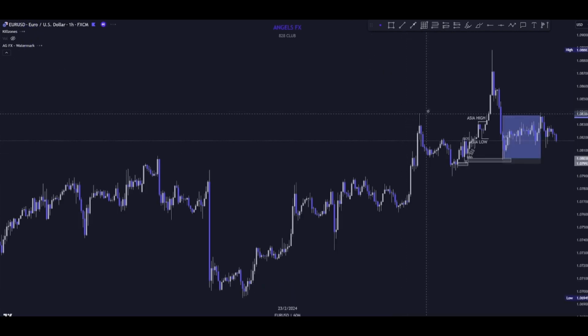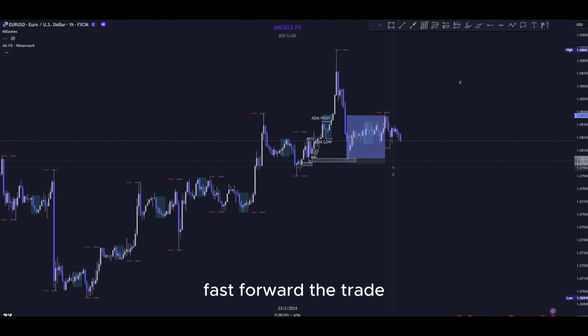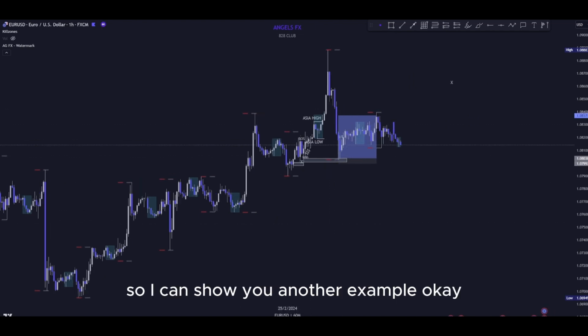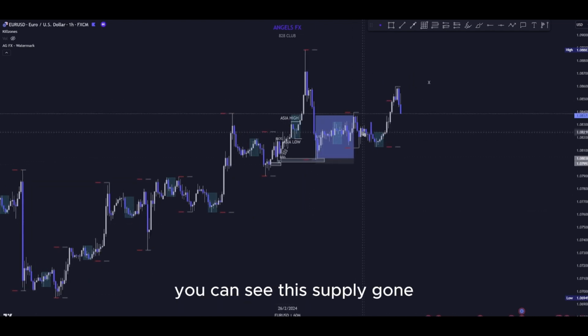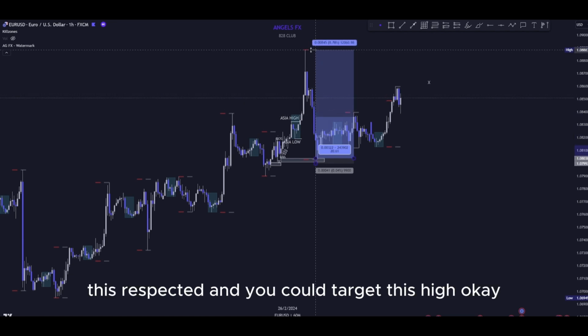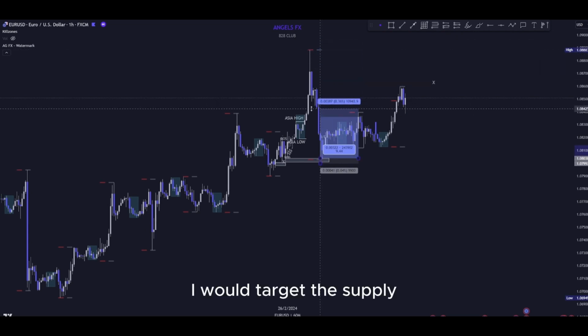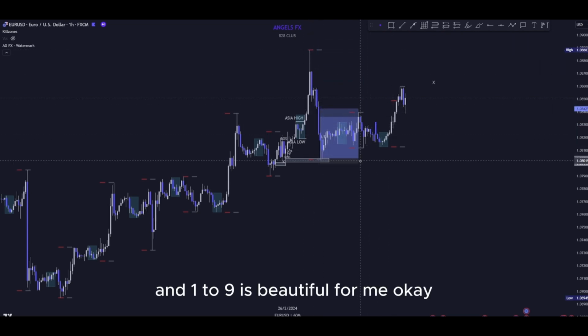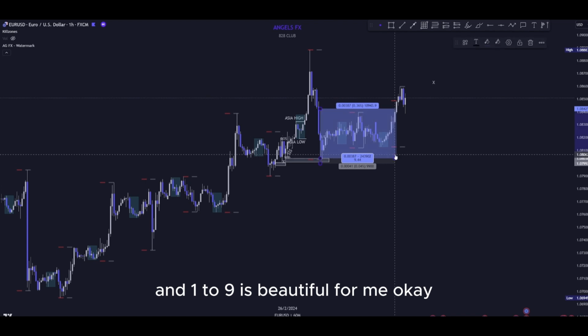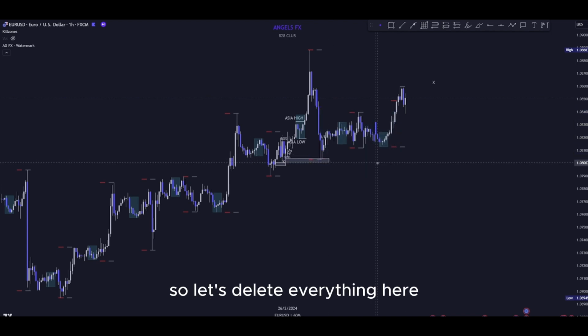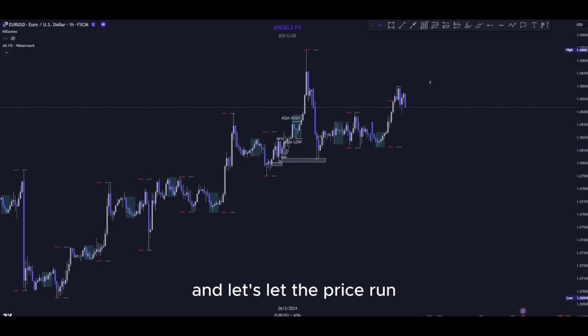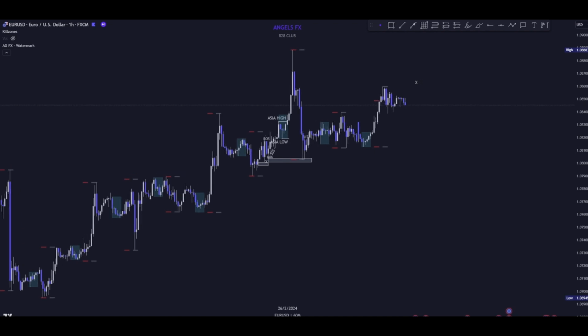Okay, let's fast forward the trade so I can show you another example. Okay, you can see this supply got disrespected and you could target this high. Okay, it depends on you, but me personally, I would target this supply, and 1 to 9 is beautiful. Okay, so let's delete everything here and let the price run.